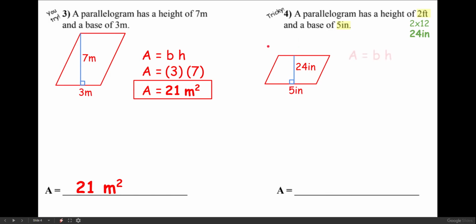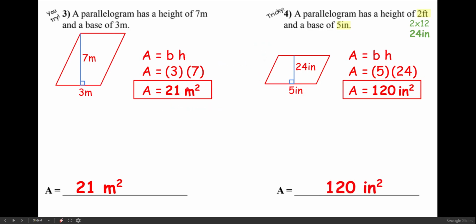Let's write our formula. A equals B times H. Area, we don't know, but we do know base. Base is 5, so replace B with 5. We do know H, which is 24. The height is 24. Now let's simplify. Area equals 5 times 24. That's calculator work. It equals 120. 120 what? 120 feet? 120 inches? Nope, it's 120 inches because we converted everything to inches. Therefore, inches squared should be our answer because it is area. So 120 inches squared.